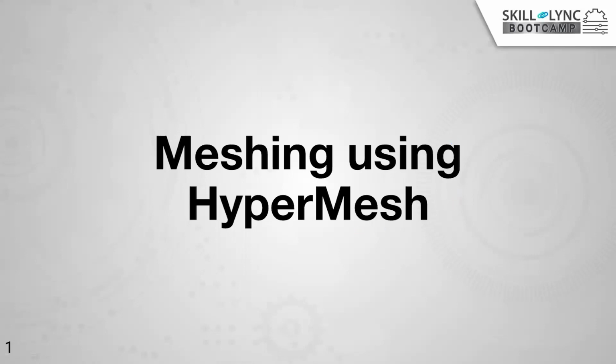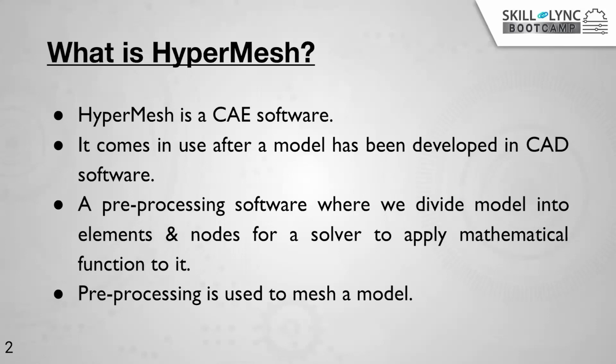So let's start. So what is Hypermesh? Basically, Hypermesh is a CAE software. Now, what is CAE? CAE is computer aided engineering. Okay, so CAE is a big umbrella in which FEA is one part. Under FEA, Hypermesh is one of the pre-processing softwares. Okay, so Hypermesh is basically a product of a company called Altair.